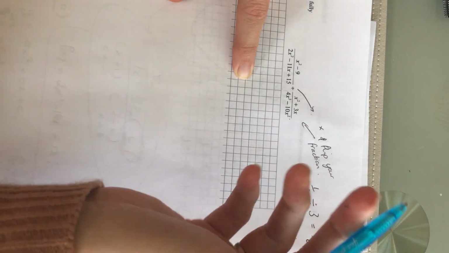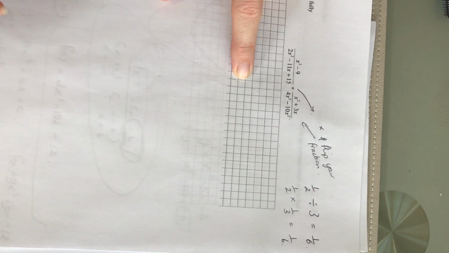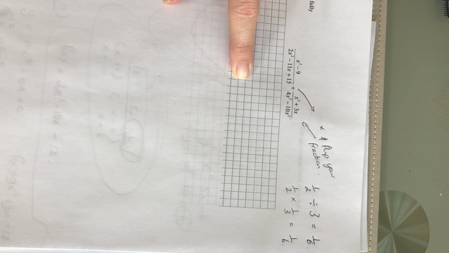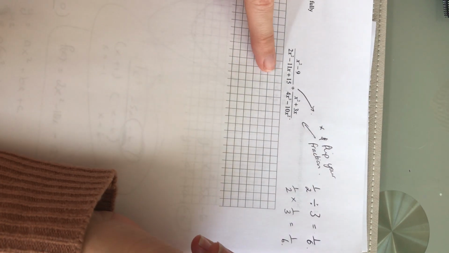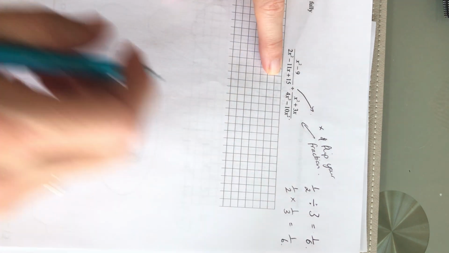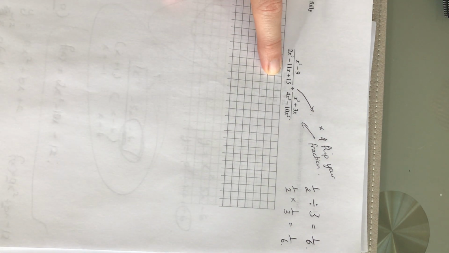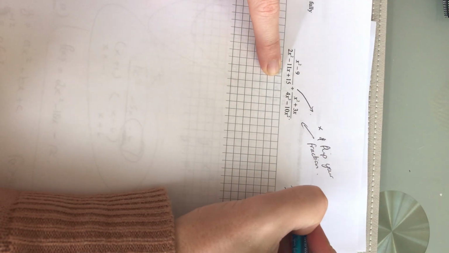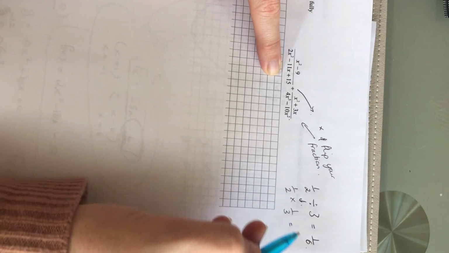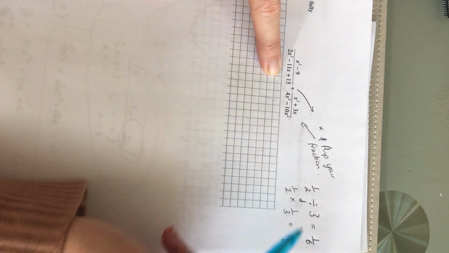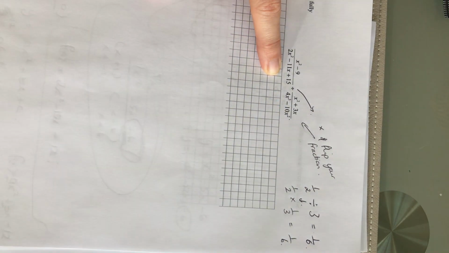Okay, so if you want to do division, a quick method is just to change the division to multiplication, and invert your second fraction. So what I'm going to do is stop.